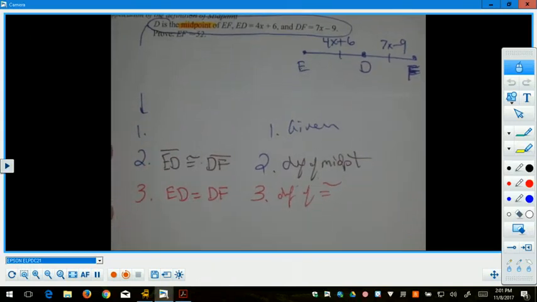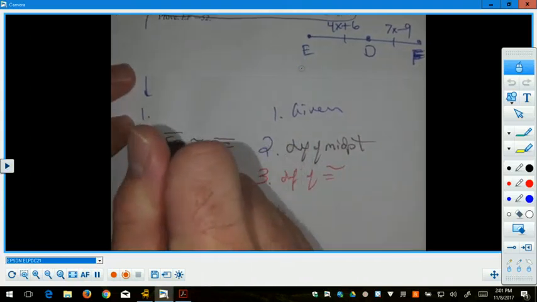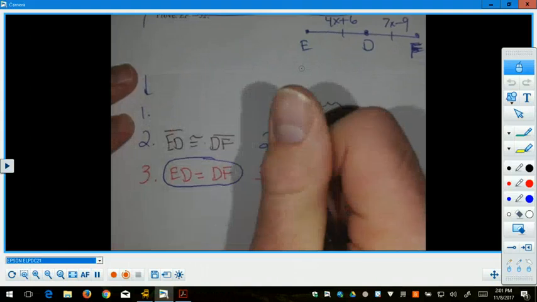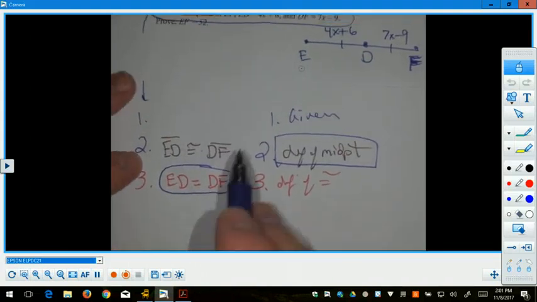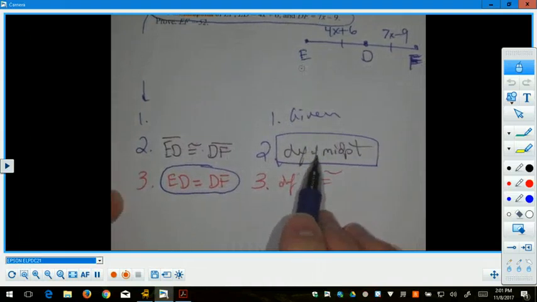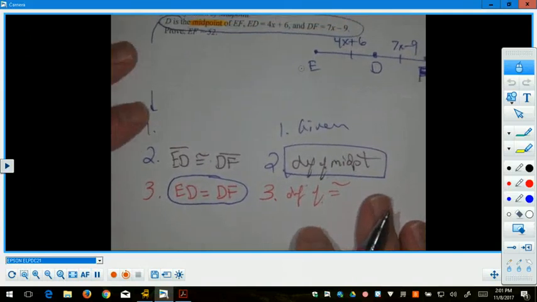Now for our purposes, when we are writing proofs, not filling in the blank, but writing, I will let you jump straight to this line with this reason. So if you just told me ED and DF are equal, by the definition of midpoint, I would give you credit. Technically, it's not correct. You should have these two lines, but I like to do that. It saves us time when we're writing longer proofs down the road.